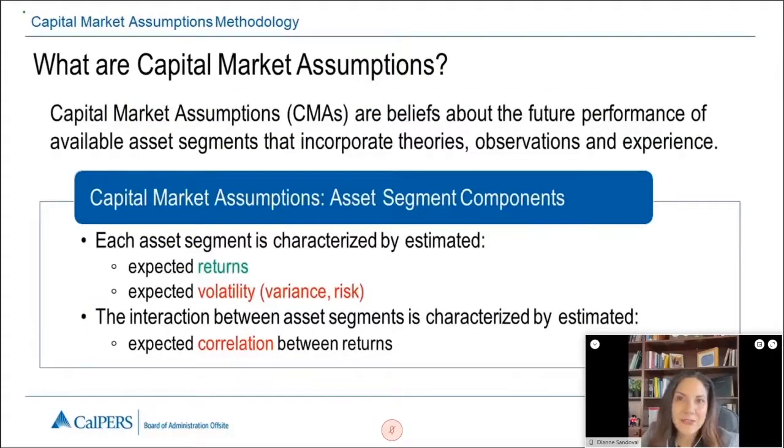Thank you. I will begin by defining capital market assumptions as beliefs about the future performance of asset segments that incorporate theories, observations, and our experience. In order to create these capital market assumptions, investors make many simplifying assumptions about investment behavior that, in reality, are much more complex. Because the real world is much more complex and is constantly changing, it's important to always remember that forecasting capital market assumptions, as I think Ben has said many times, is truly a mix of art and science.